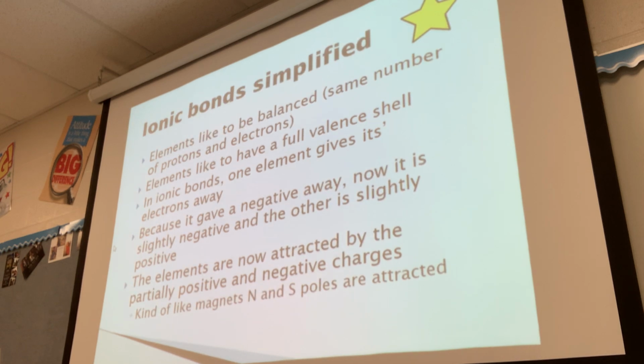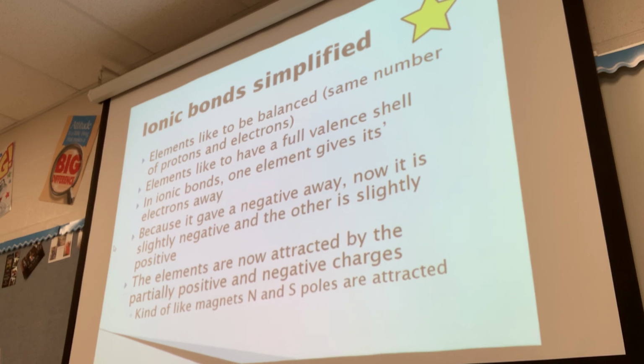All right, so this is in Google Classroom for you, so you don't have to write all this down, but it's kind of summarizing the process. So remember, anytime you see that star, you've got this slide. Elements like to be balanced. They like to have the same number of protons and electrons. Protons positive, electrons negative. Elements also like to have a full valence shell.